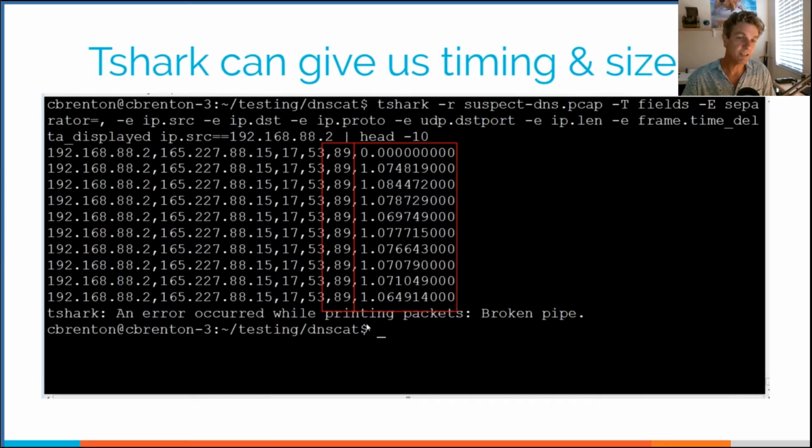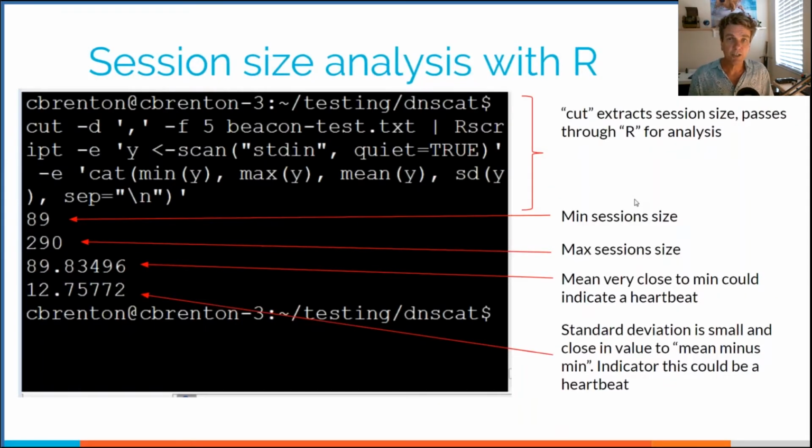Here I can do it based on size as well, which is actually kind of cool. You can do something as simple as just run Rscript. Here I'm going through with Rscript and saying, okay, show me my minimum, show me my maximum. Now notice my mean. My mean is very close to my minimum. So when we're looking for beacons, this is an indication of a beacon. This is an indication of that heartbeat situation I've talked about.